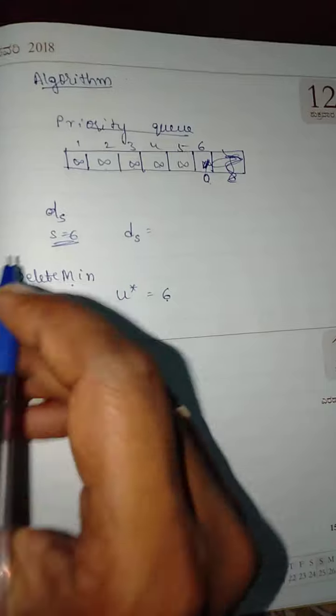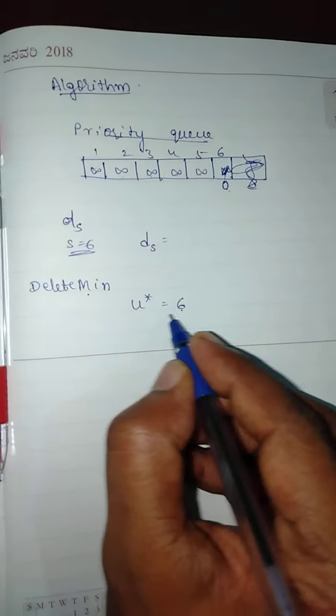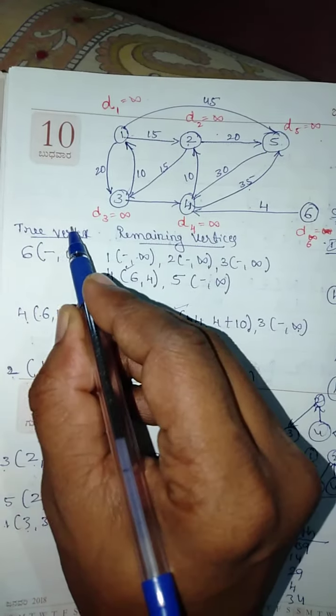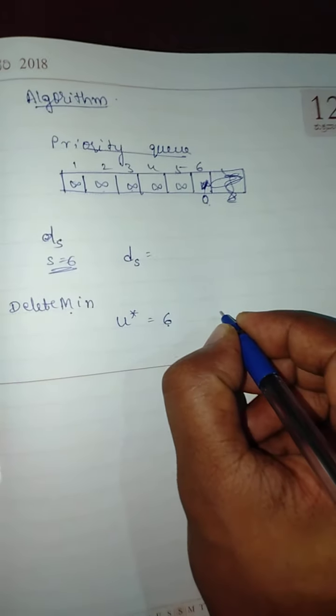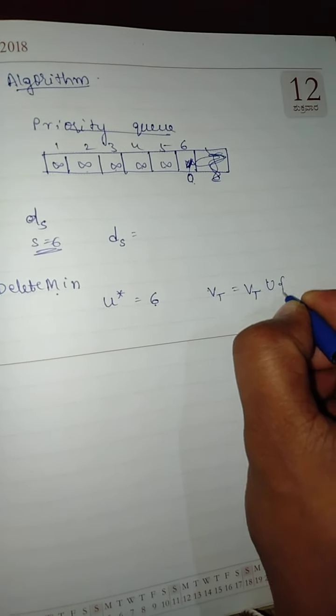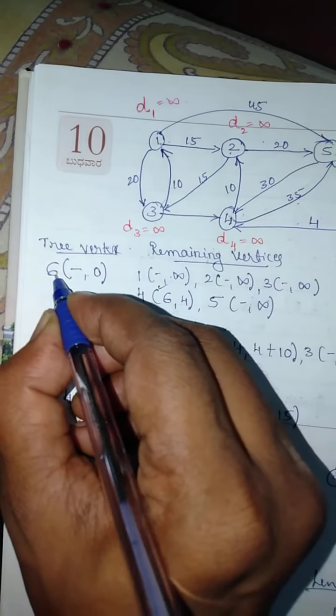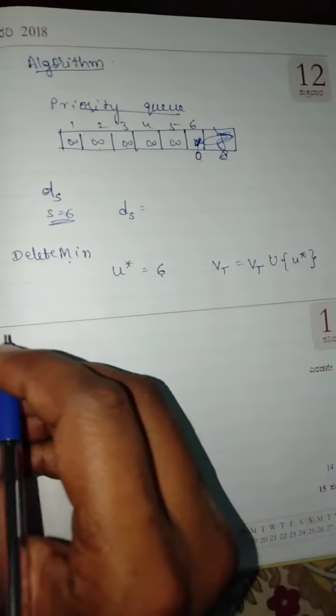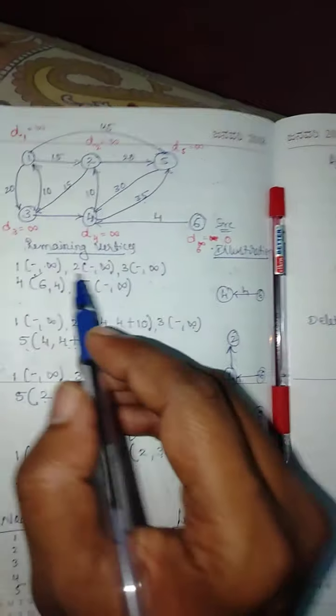Next, after doing so, this is the source node we got, and this source node has to be first added to the tree vertex, isn't it? So add into Vt union u star. So that is what, into the tree vertex we added 6, Vt union u star. Okay, next, what is the next step?